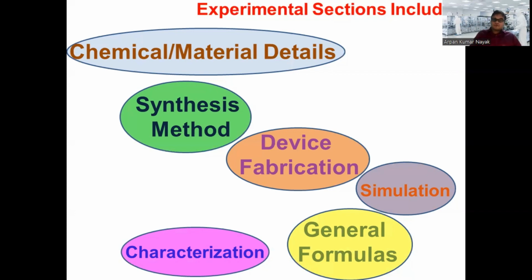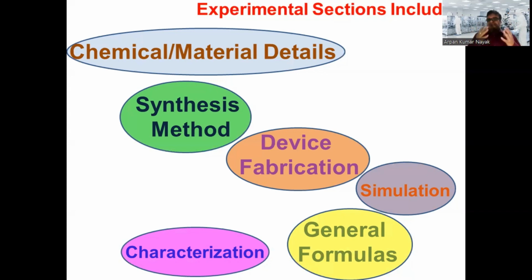So again, I just repeat it. In the experimental section or methodology section, you have to focus on chemicals or materials detail, synthesis method, device fabrication, simulation, general formula, and characterization. That's all your experimental section includes. But remember, if you are only a theoretician, doing only theoretical work, then definitely all this is not needed. Simulation is enough. If you are only an experimentalist, then simulation is not required. If you have no device, then device fabrication is not required. But these are the steps, and whoever wants can follow the steps that apply to them.